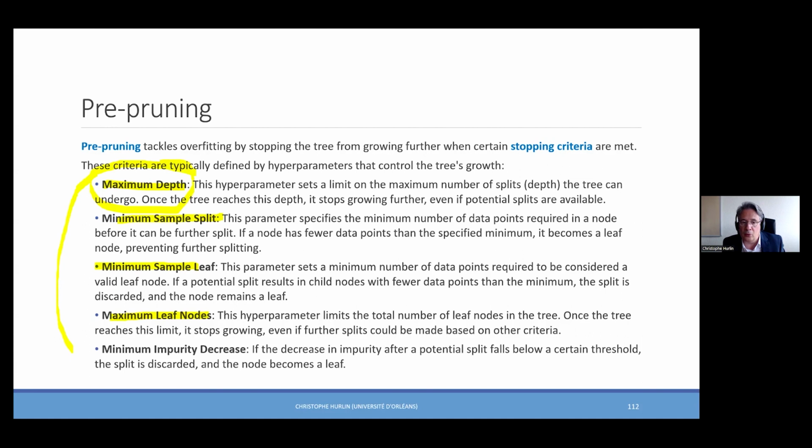Even if you don't do a cross-validation, we can put some constraints on the maximum depth, the minimum sample split, the minimum sample leaf, the maximum leaf nodes, or the minimum impurity decrease. In general, we choose only one criterion because all these criteria are sometimes redundant, in that they control the same thing, the complexity of the model. And in general, people often control only for the maximum depth. But this is not a general rule, and you can control for the three.